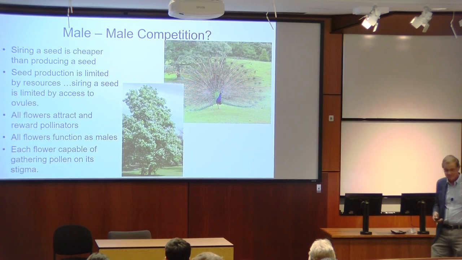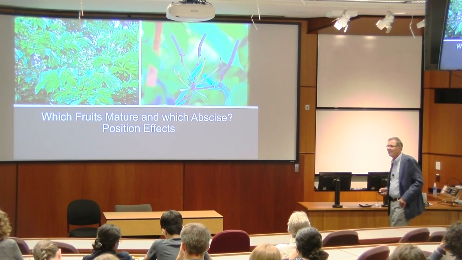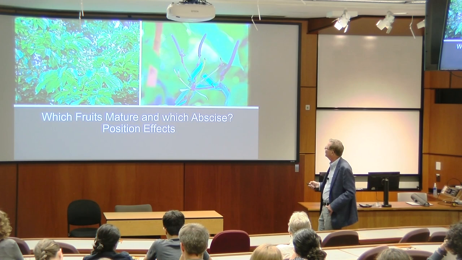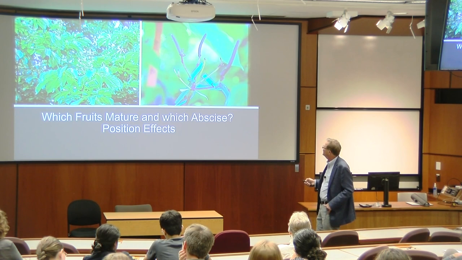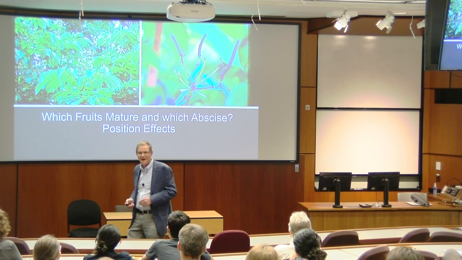Okay, so then I started asking, which fruits mature and which ones subside? Well, here we have the horse chestnut again, and here are the immature fruits. Studies that were coming out in the 50s and 60s and early 70s using radioactive labeling of carbon and photosynthesis showed that these leaves that are right below the inflorescence are the ones that are feeding the babies right above it. Okay? These are the nurse leaves.